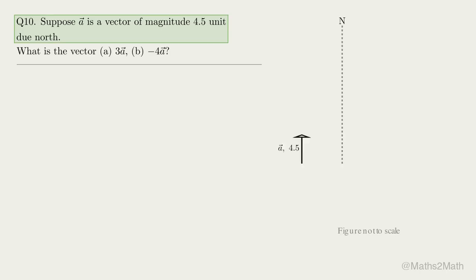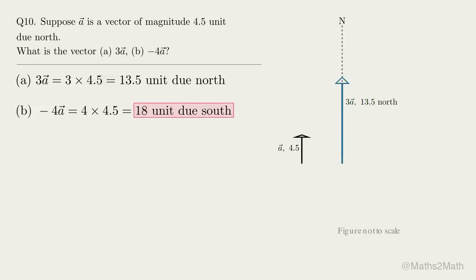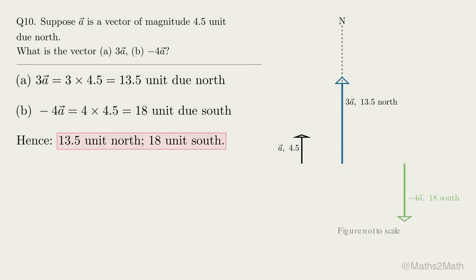Question 10. Suppose A is a vector of magnitude 4.5 unit, due north. What is 3A, and what is minus 4A? What does this mean? Scalar multiples scale the length, a negative flips the direction. 3A has 3 times the magnitude, same direction, 13.5 unit due north. Minus 4A has 4 times the magnitude and the opposite direction, 18 unit due south. Hence, 13.5 unit north and 18 unit south.